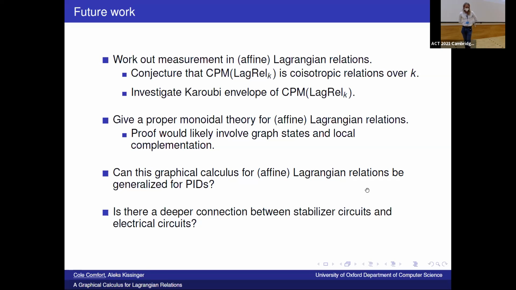And then finally, this whole time I've been going back and forth between this interpretation of electrical circuits and this interpretation of stabilizer quantum circuits. So I think this begs the question: is there a deeper connection between the electrical circuits and the quantum circuits? Because I think this connection is, to this point, unexplored.